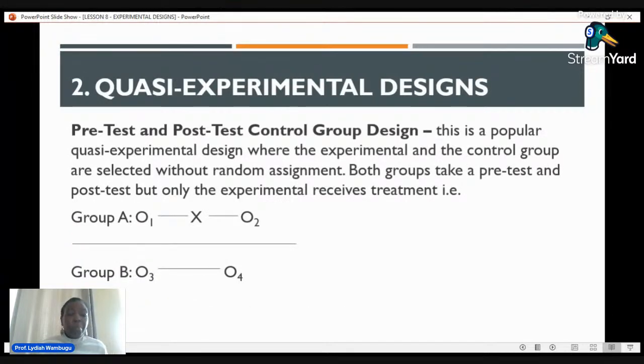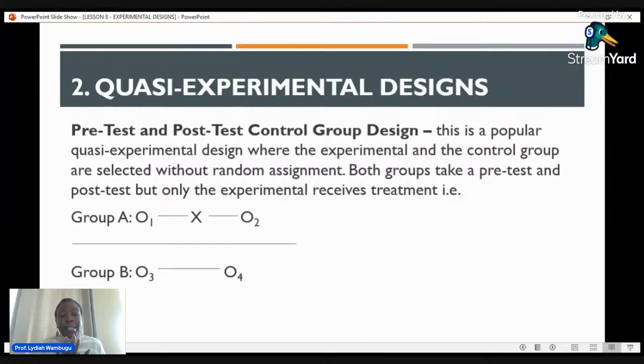Quasi-experimental. And again, there are quite a number of designs. I think about 5 of them for quasi and the other one. But what I have done, I have picked the most common one that we normally talk about. So pre-test and post-test control group design for quasi.